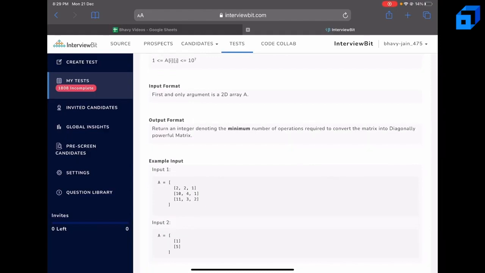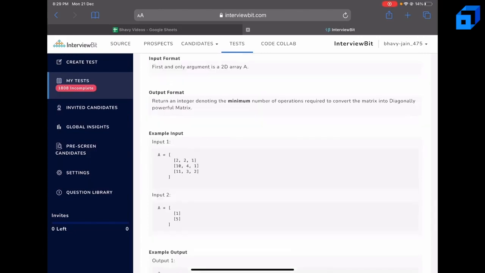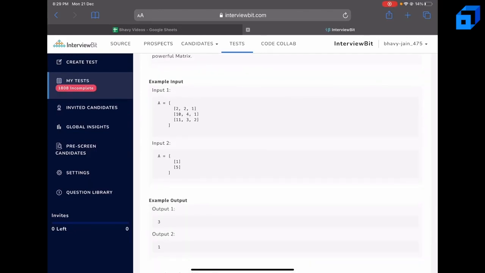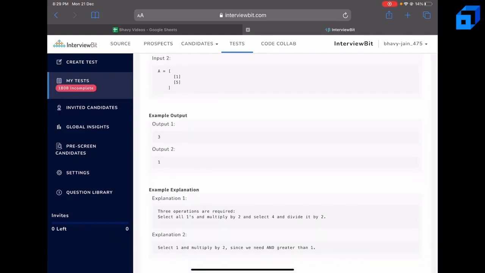So the first case is 2 2 1, 10 4 1 and 11 3 2. So we will change the 1 at 1, 3 to 2. Also we will change the 1 at 2, 3 to 2 as well, and we will change the 4 at 2, 2 to 2. So we'll require 3 operations.